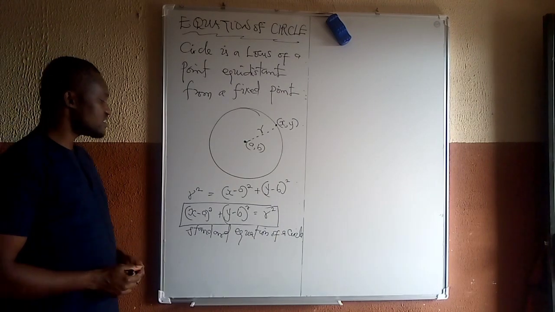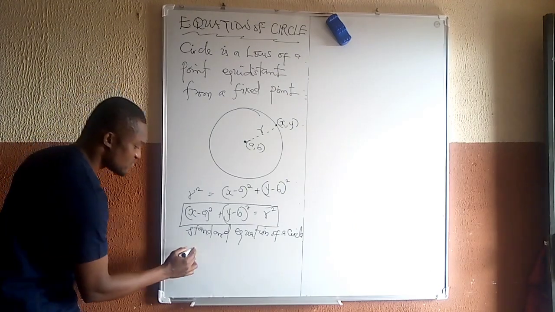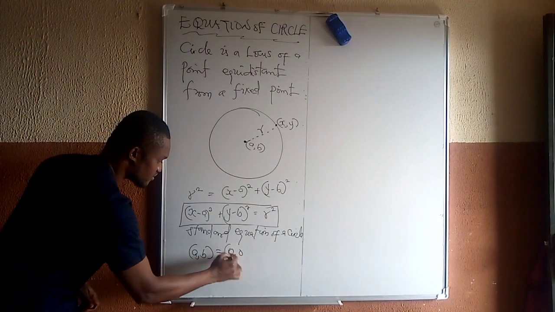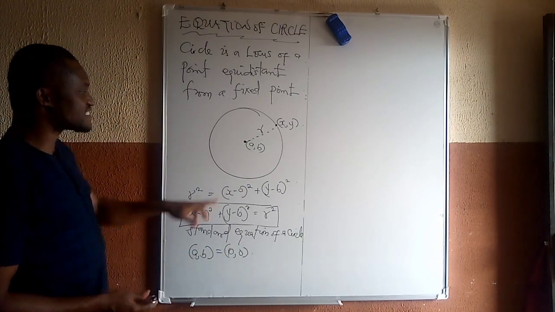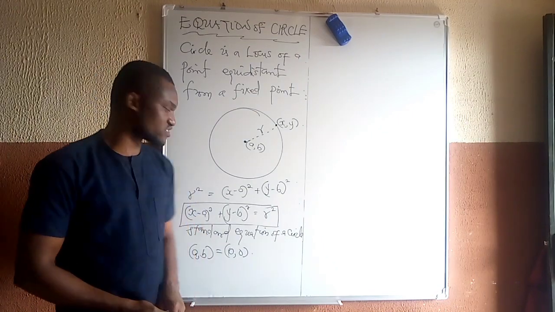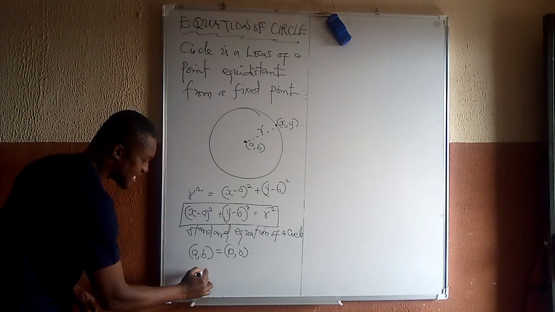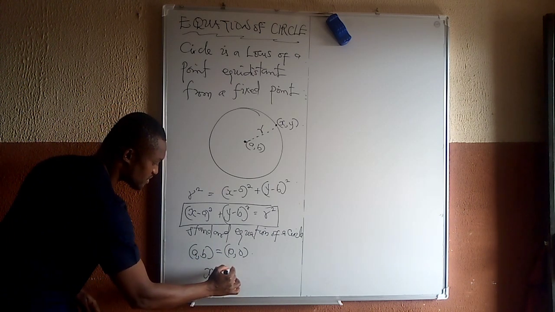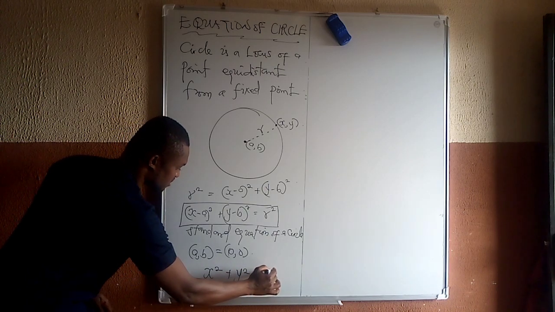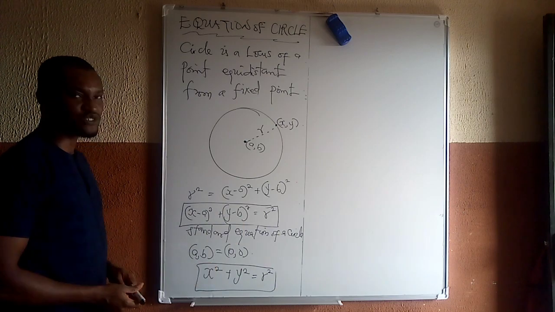Now, if the center is situated at the origin, that is, when you have (a, b) equal to (0, 0), it simply means that the center now is located at the origin. And once you have such, automatically this equation will now be rewritten as x squared plus y squared equal to r squared. Why? Because the a and the b have been substituted with 0.